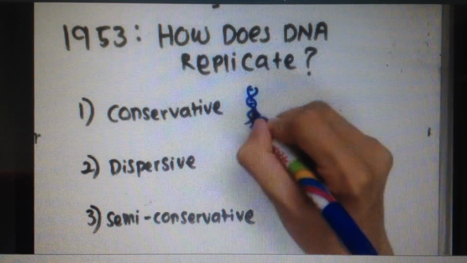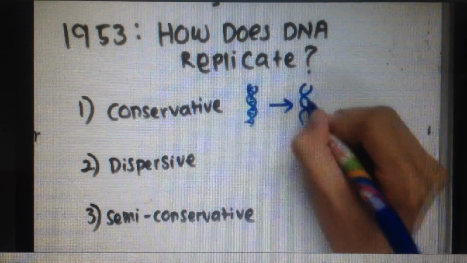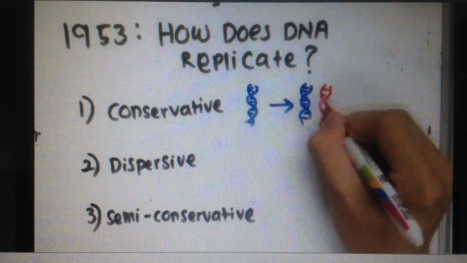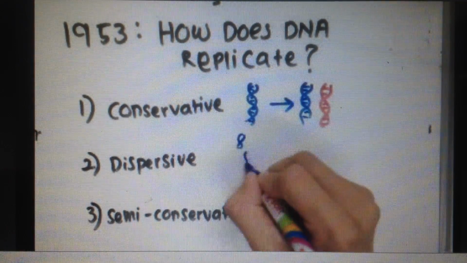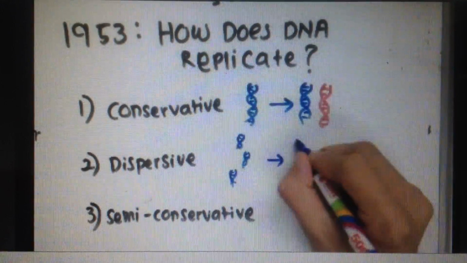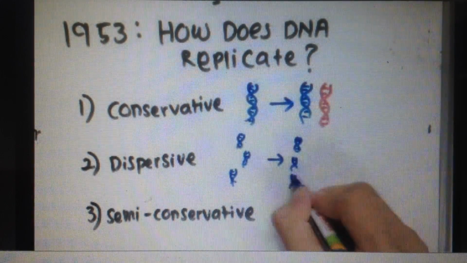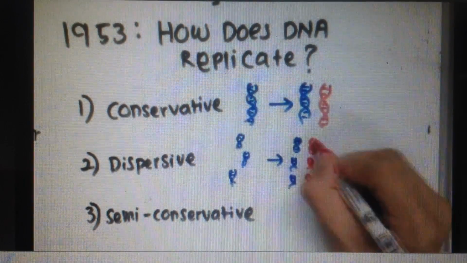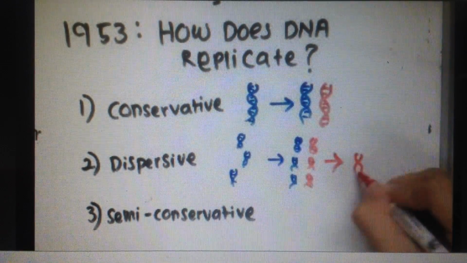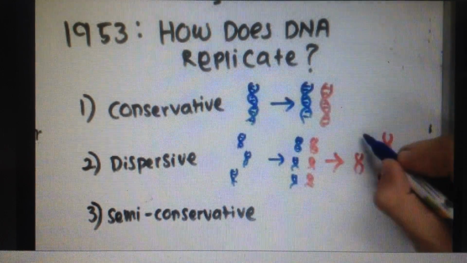The first one was conservative DNA replication, where the DNA molecule will get copied and produce an entire new second DNA molecule. Second is the dispersive DNA replication, where the DNA molecule will get cut at various parts and each will get copied and produce new DNA, and the pieces will attach to produce 2 DNA molecules.